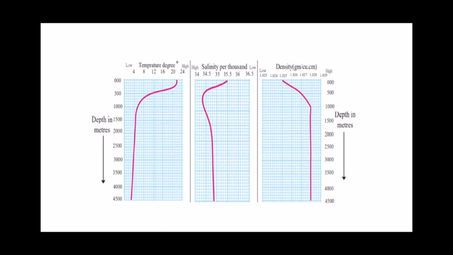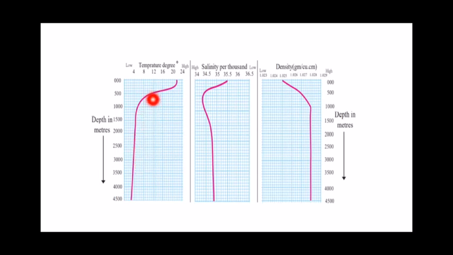If you see this graph very carefully, you will realize that after a certain depth, there is no change in these factors according to the depth. The change can be seen up to a depth of around 500 meters. So children, if you are looking at this graph, you can see that after 500, the change is not there.